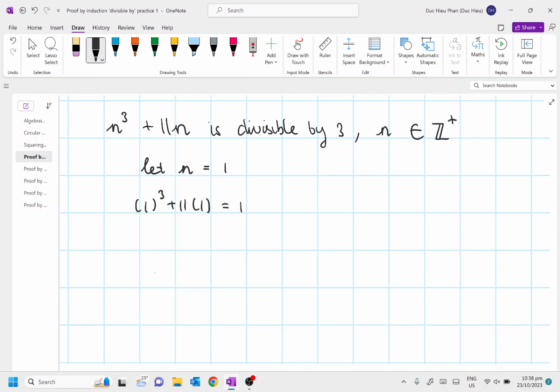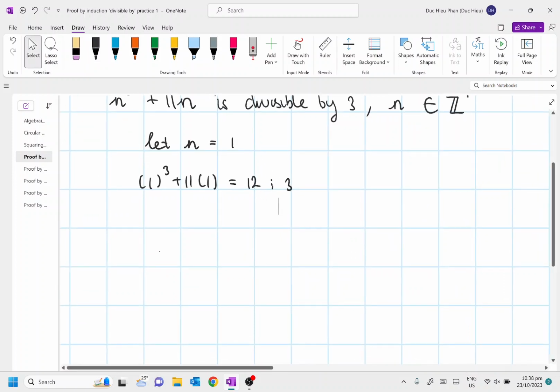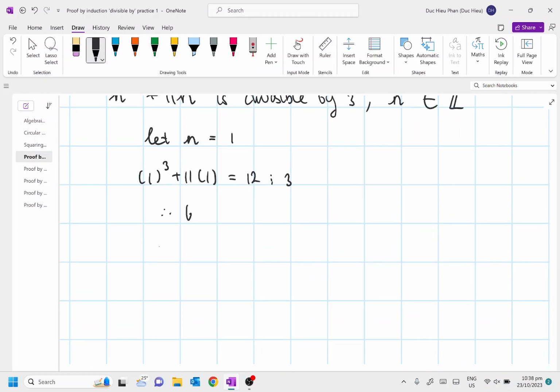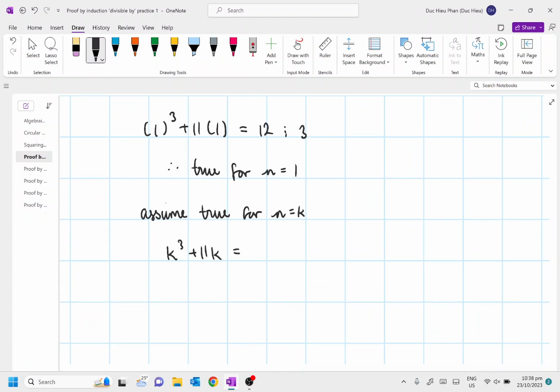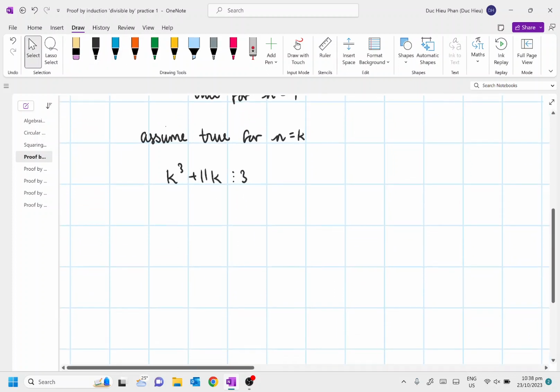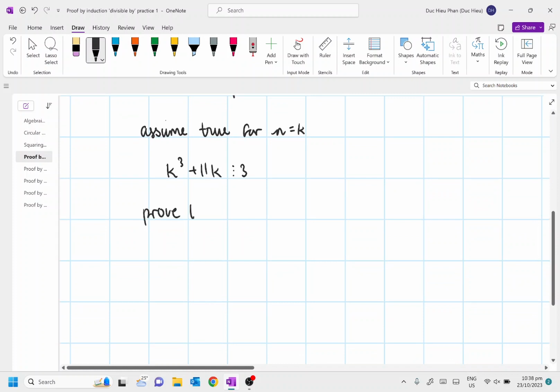And that is equal to 12, which is divisible by 3. And that's the symbol for divisible by. And so we state that it's true for n equals 1. We move on to assuming true for n equals k. And we state that k cubed plus 11k is divisible by 3. Then we move on to proving true for n equals k plus 1.